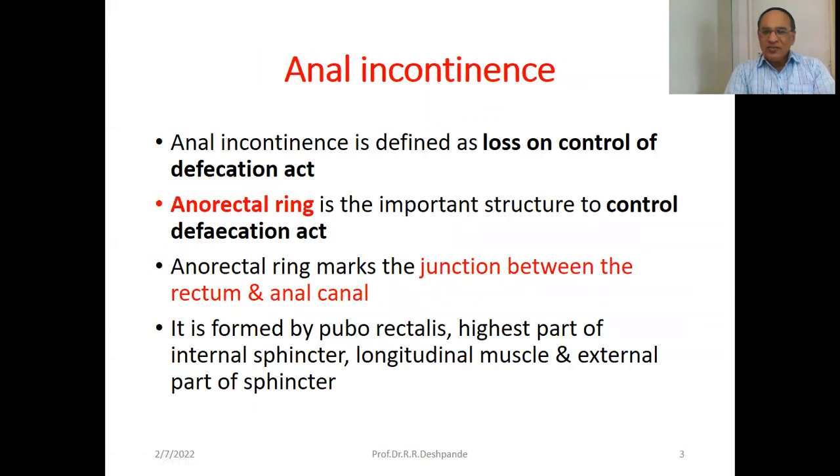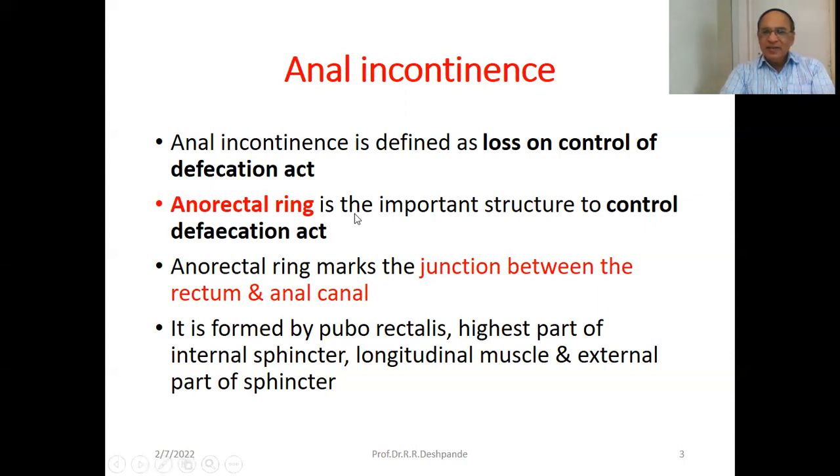Anal incontinence is defined as, the definition is very important for the oral, for the viva, for the practical. They will ask you, what is anal incontinence? So, anal incontinence is defined as loss of control of defecation act. No control, loss of control.